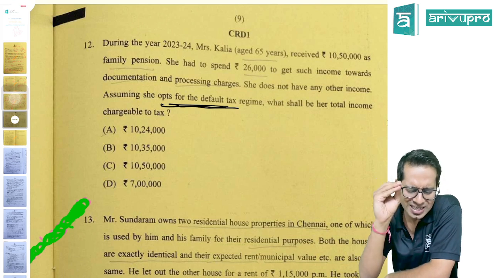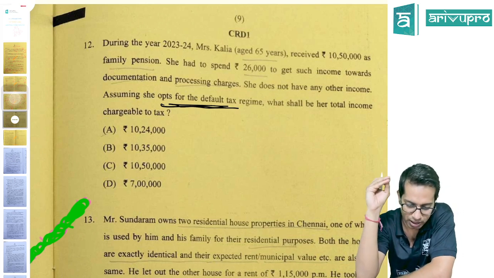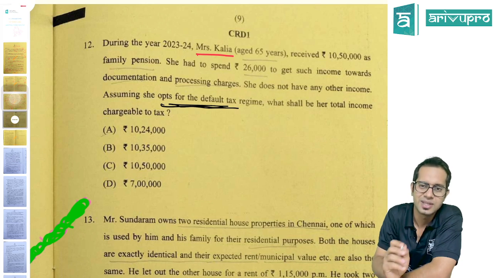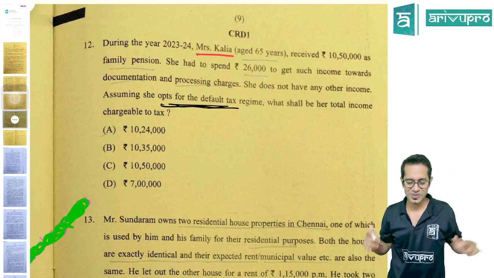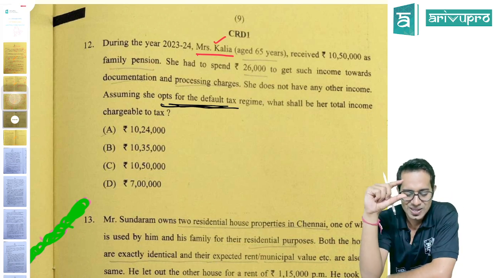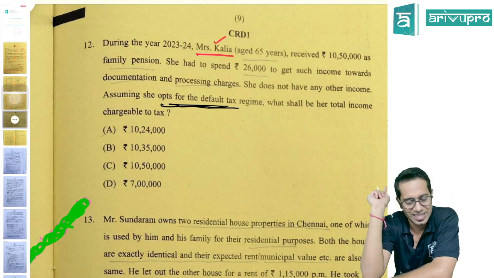During the year 23-24, Mrs. Kalia. Nice, I thought Kalia is the person. Okay, please note, Chota Bhim Kalia, don't take reference. He is Mr. Kalia.